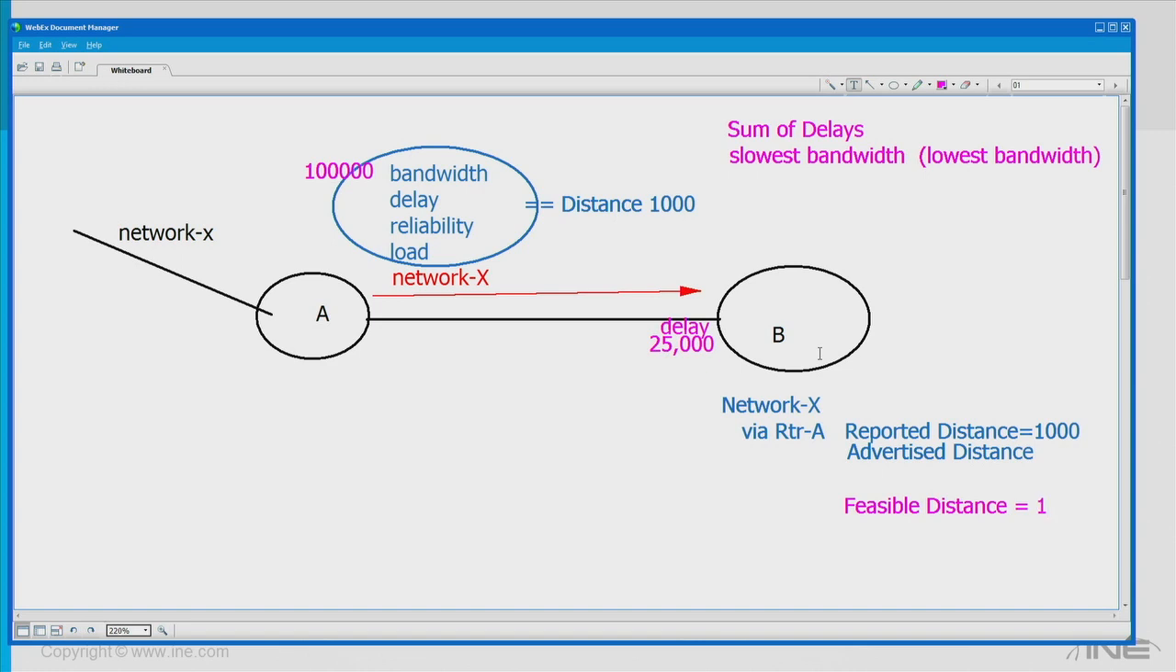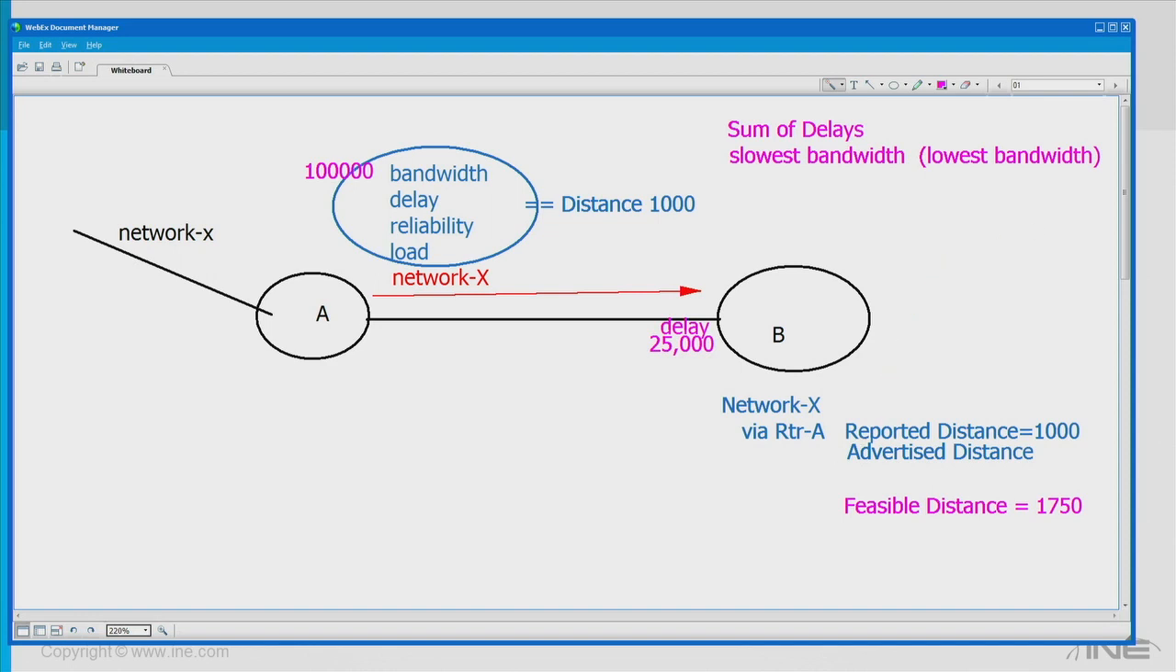And the feasible distance in this case might be 1750. So when I factor in my own interface going to you to get to that network, the feasible distance is 1750. So nothing new here. This is all CCNA-level stuff that we're talking about, but you definitely want to remember what the difference is between reported distance and feasible distance.